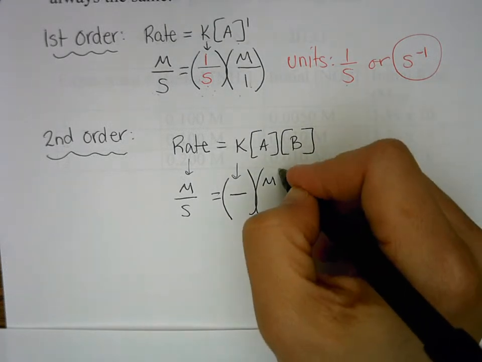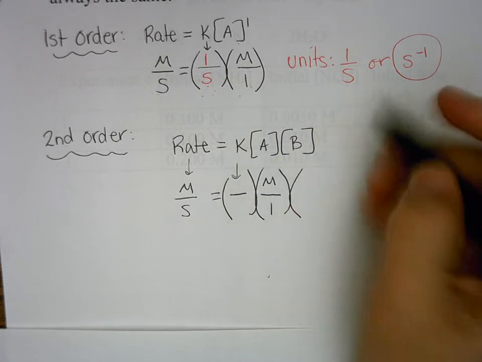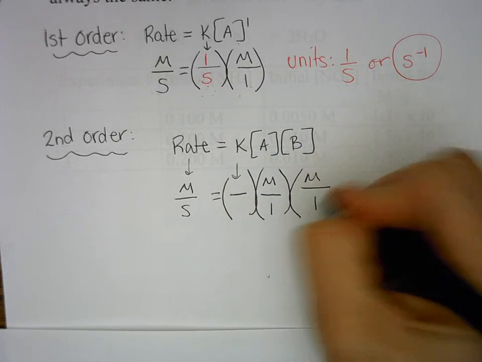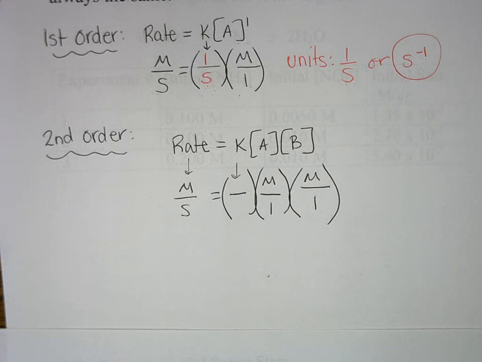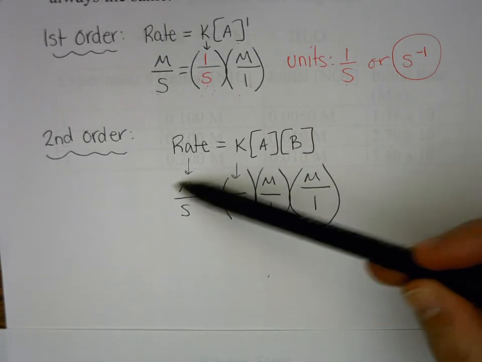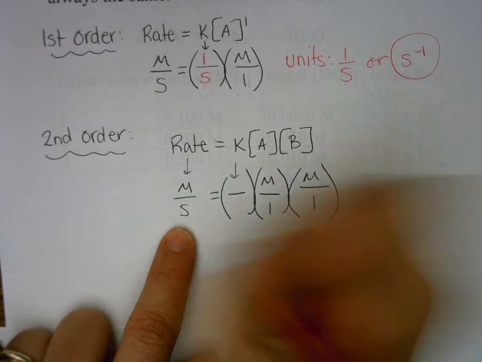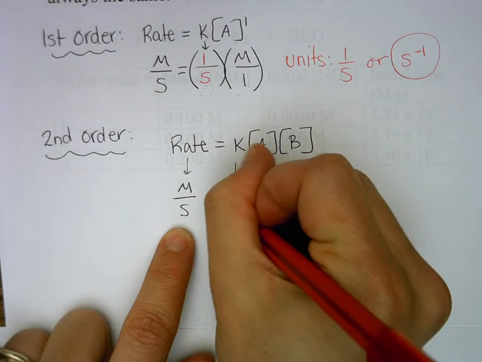And units, I'll put molarity over 1. Units for my concentration of B, also molarity over 1. So I want to figure out what goes here so that I get units of molarity per second. Okay? So 1 over S? I need seconds, okay? There's no seconds anywhere over here. So I definitely need to have seconds on the bottom.